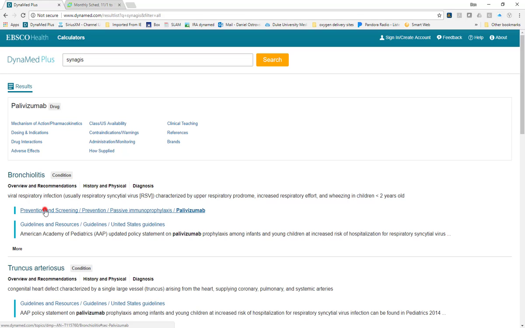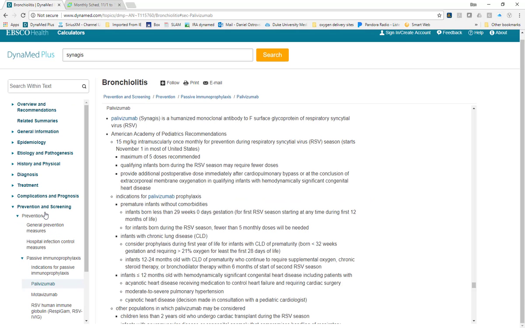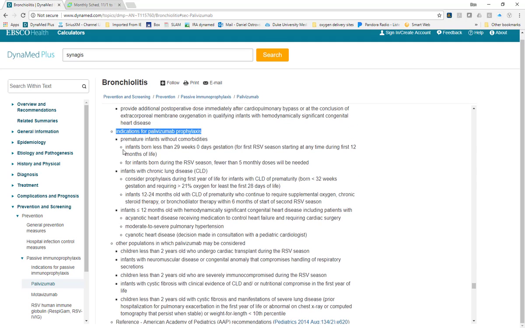So we click into the topic, and I can point very quickly to where it goes to indications. And so we can see very quickly, and I say, look, here's your answer. Infants born less than 29 weeks, 0 days gestation for first RSV season starting at any time during the first 12 months of life. And then it gives a bunch of other indications. And we already know from our patient who was an ex-28-weeker that this is now an indicated medication.